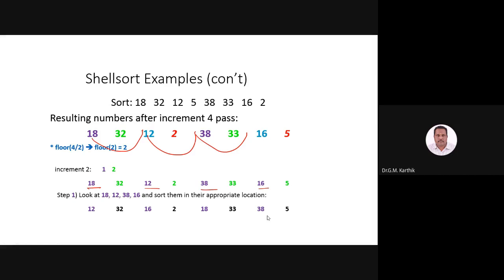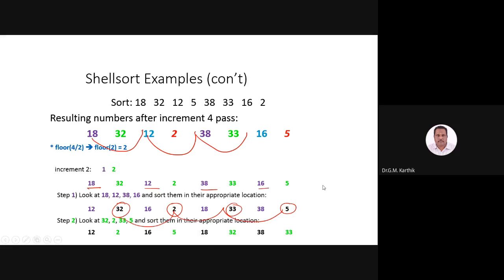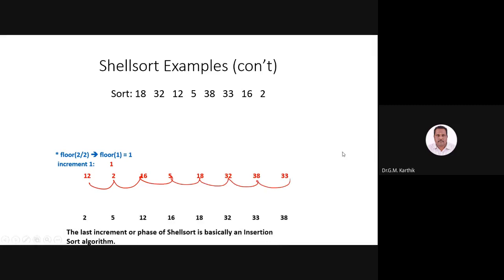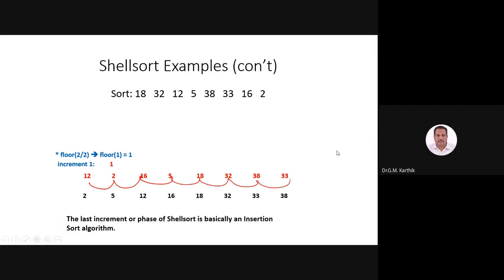The second pass is where you compare 32, 2, 33 and 5. These will be compared and sorted. Now when it is sorted, you can see it will start with 12, 2, 16, 5, 18, 32 and 38 and 33. After that, we will again reduce the sequence. Applying the floor operation, 2 by 2 is going to be 1. So each and every element is now going to be compared. We will compare all the elements and finally you will get your sorted list.